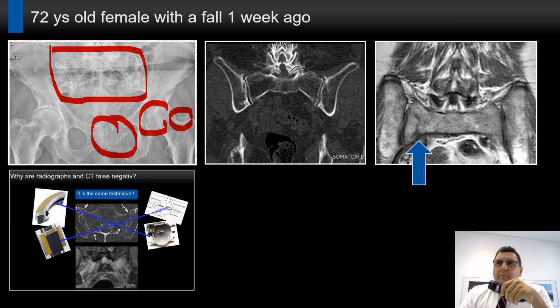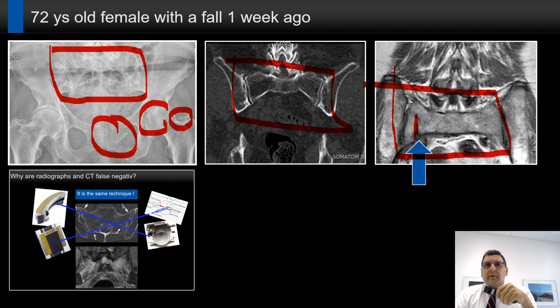1 week later, a CT was performed and there was nothing shown. However, on MRI, you could clearly see there is a fracture line here consistent with a sacral fracture. So why could you not see anything on X-ray and CT? Well, this patient definitely has osteoporosis, as you can see on the CT exam. In osteoporosis, you have the problem that the X-ray beam goes through the bones, and you need to have a certain bone density so that the X-ray beam can actually hit something. Otherwise it goes straight through the bone and you cannot detect anything.